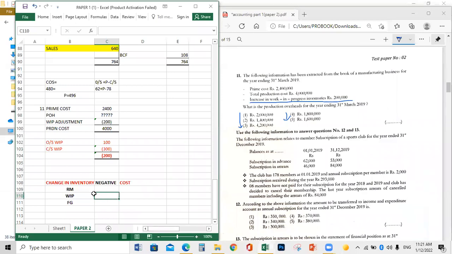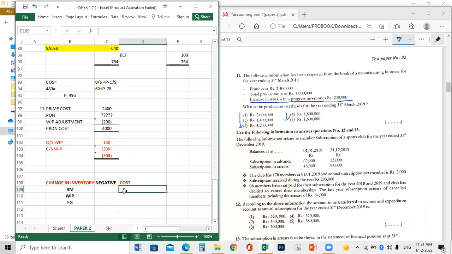Now tell me, guys, let's say all are increasing. If your raw material is increasing, which cost will reduce? Which cost reduces when your raw material increases?